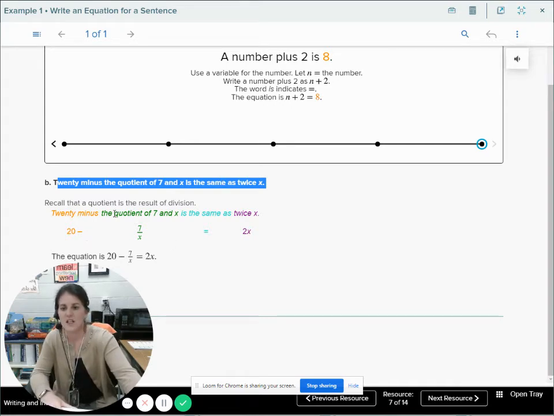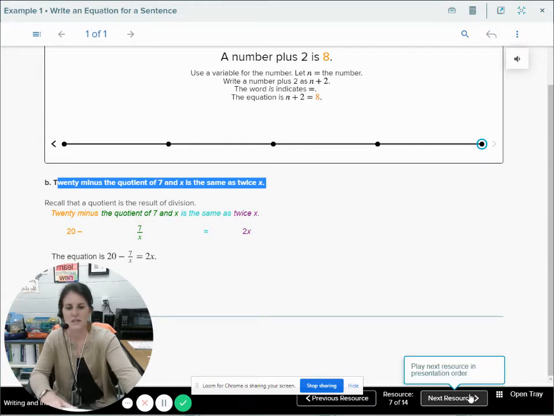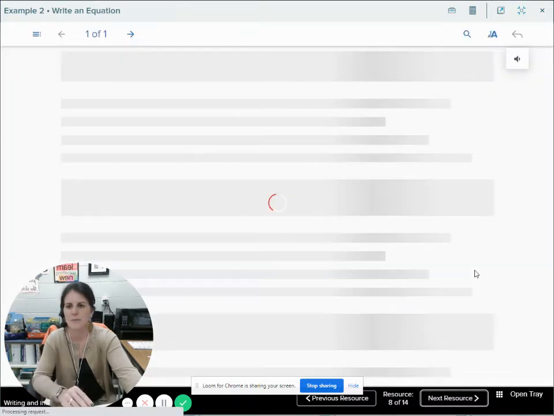20 minus the quotient of 7 and x, that's 7 over x, is the same as, or is equal to, twice x, 2 times x. So now we have our equation written here for us. Let's look at another example.